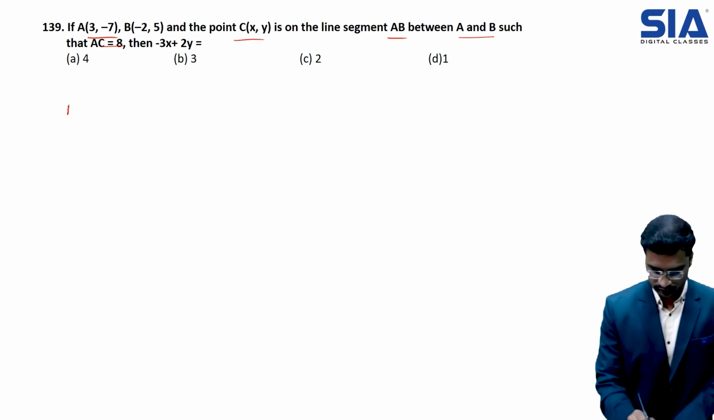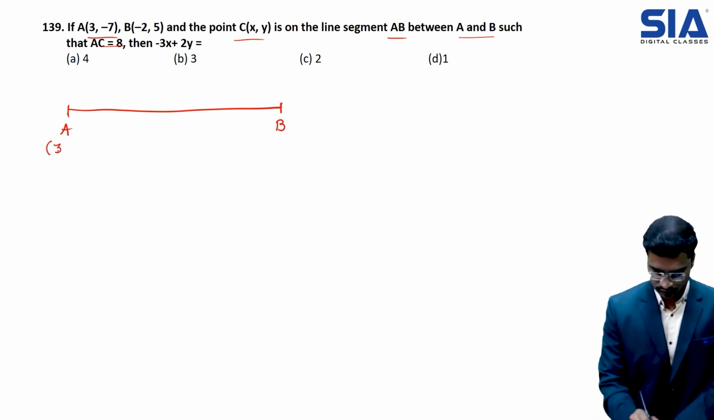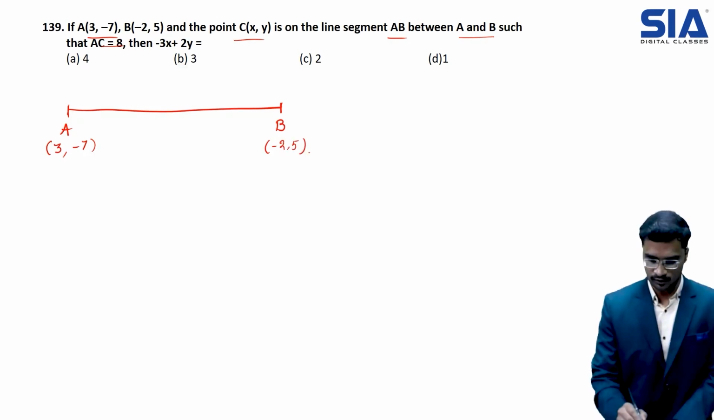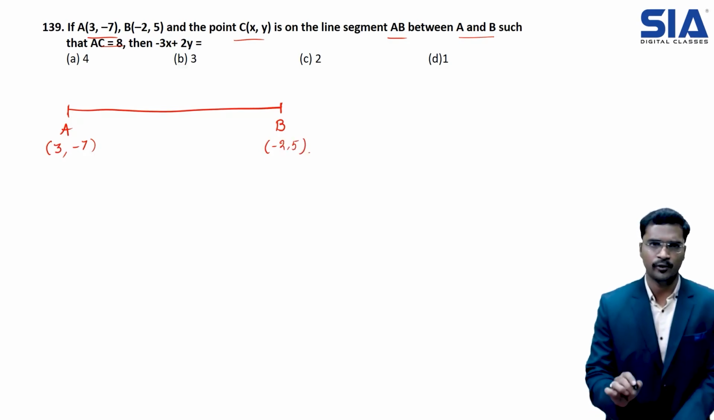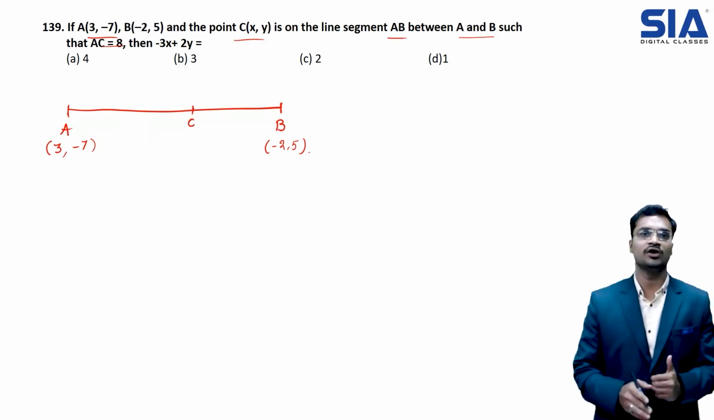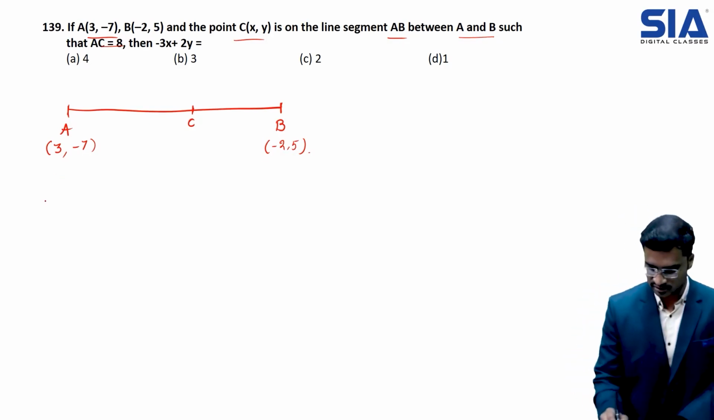So let us write. This is line segment AB. So A is minus 3 comma 7 and B is minus 2 comma 5. Here he is saying that the point C is somewhere on the line segment. So first of all, what we should do is find the distance between A and B.